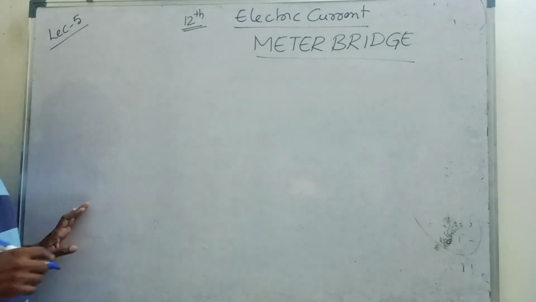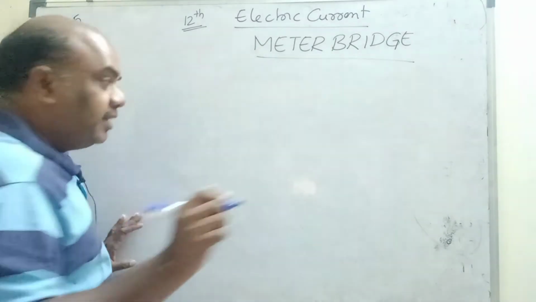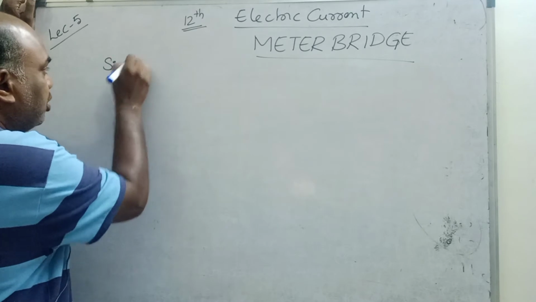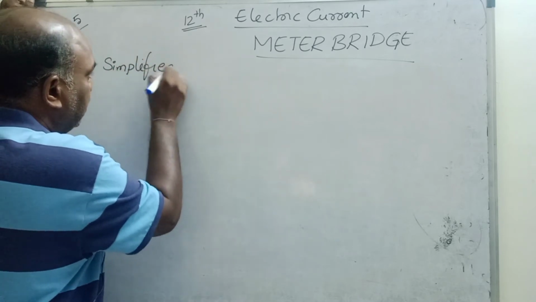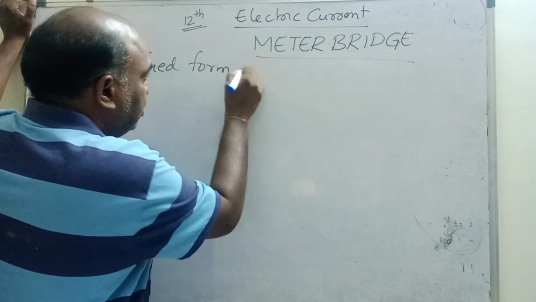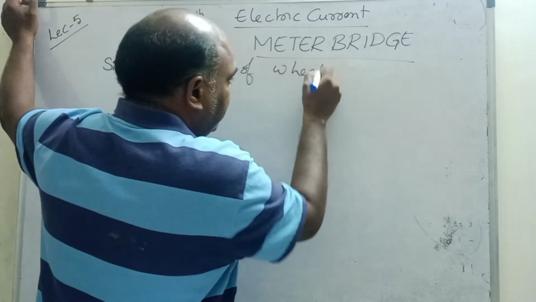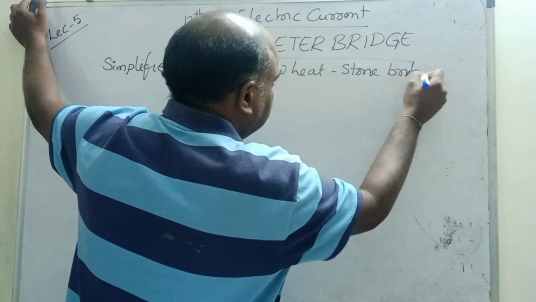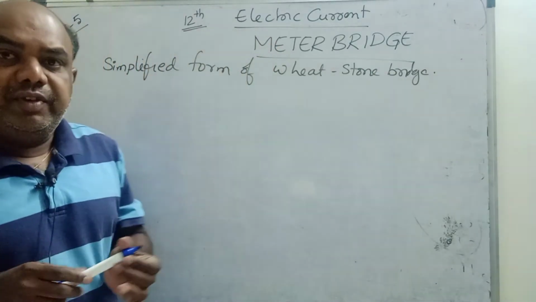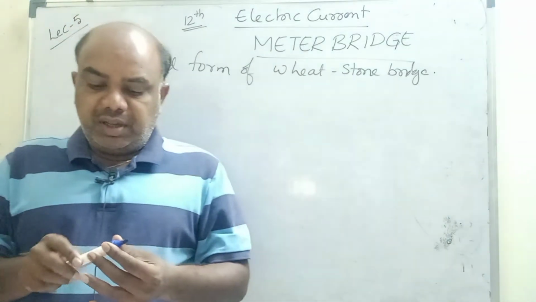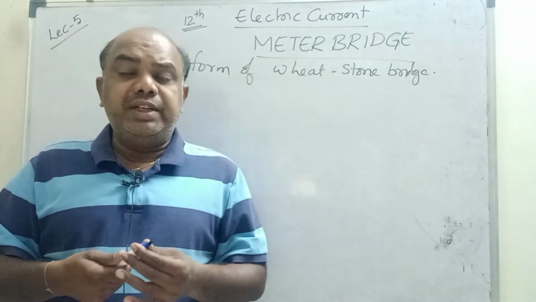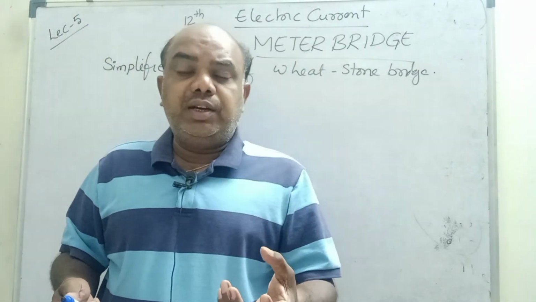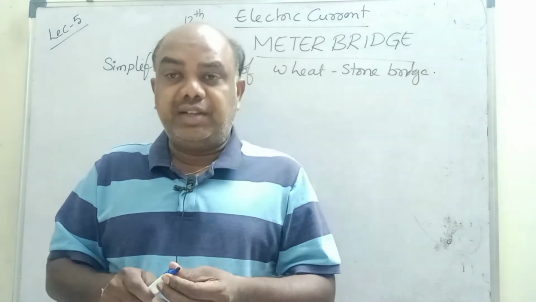Listen carefully, children. What is the purpose of a meter bridge? First of all, it is a simplified form of the Wheatstone bridge. Sir, we already have the Wheatstone bridge now. Wheatstone is a scientist. He prepared one bridge to find the resistance of an unknown resistor.